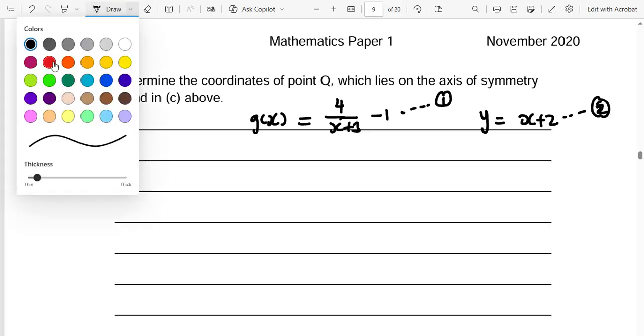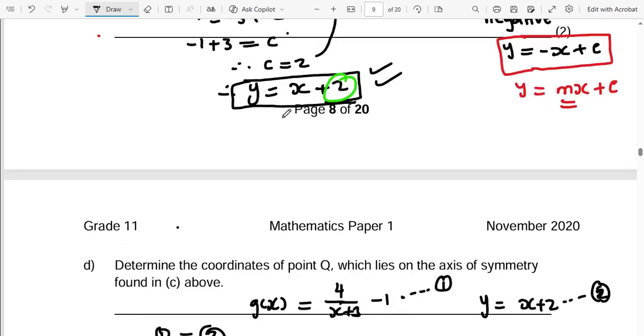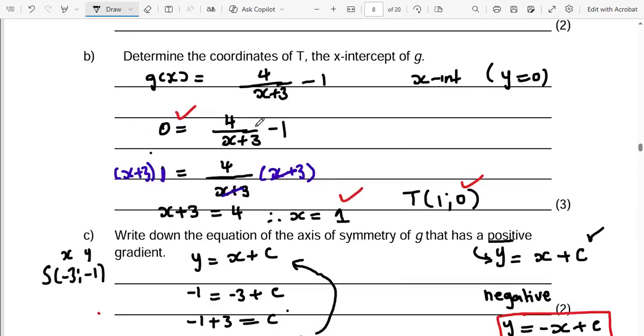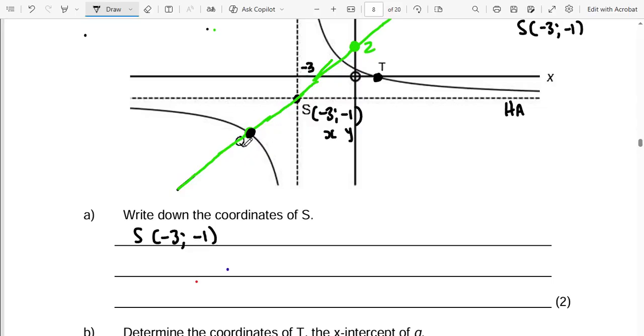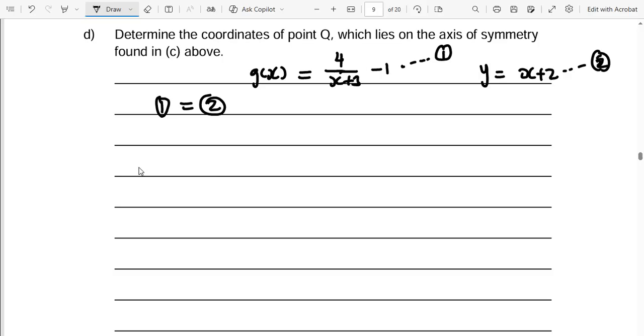Okay, so now what we're going to do is equate the two graphs. Equation 1 is equal to equation 2. Then we first solve the x coordinate, because if we can find the x coordinate, we'll definitely find the corresponding y value. So we're going to take 4 over x plus 3, and then minus 1, and this will be equal to x plus 2. Then we solve for x.